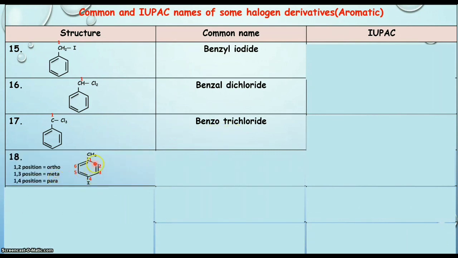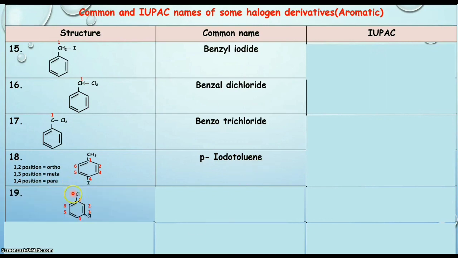Now, while naming disubstituted benzene compounds, we have to consider the position of substituents. Here, the methyl group is present on the first position and iodine is present on the fourth position. So, for the first and fourth positions of benzene substituents, we have to use the prefix para. So, its name is para-iodotoluene.